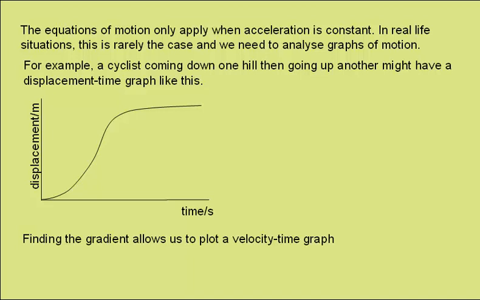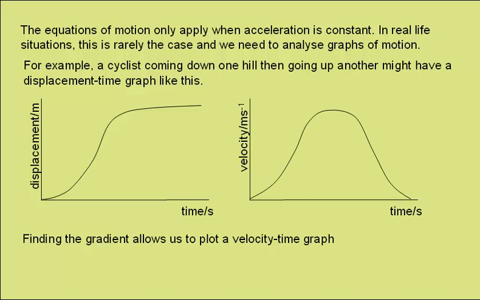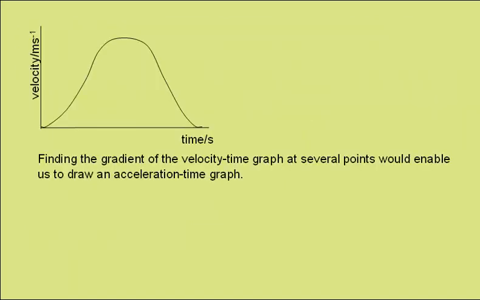This would allow us to plot a velocity time graph, as velocity is the gradient of a displacement time graph. That would be something like this, with the velocity increasing to a maximum, then reducing back to 0. We could repeat the process and find the gradient of the velocity time graph at several points.